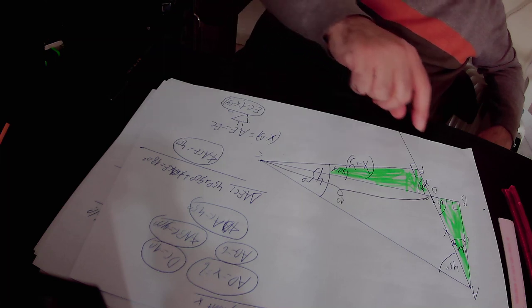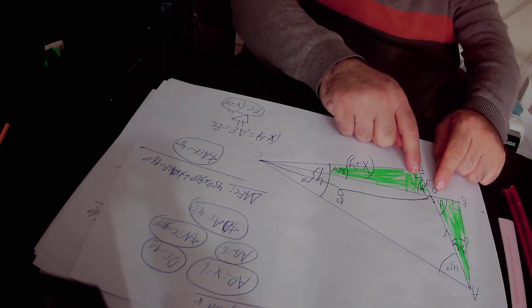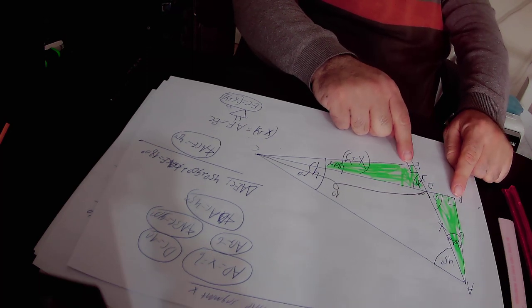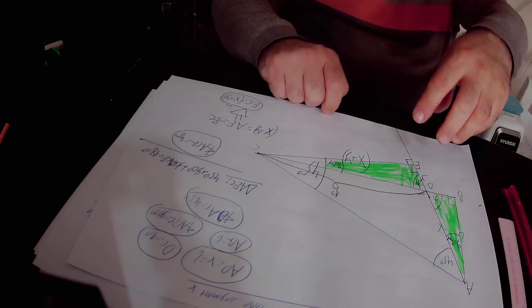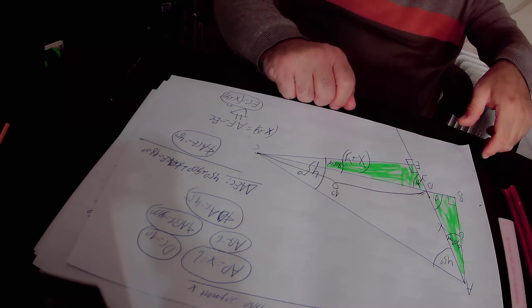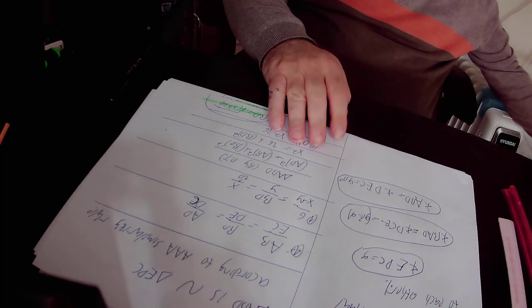Then we prove that those two right triangles are similar to each other. Those two angles are both equal to alpha. Those two angles are equal to 90 degrees, and those two angles are both equal to 90 degrees minus alpha. So all the angles of triangle ABD are equal to all the angles of triangle DEC. Therefore, those two triangles are similar to each other according to the angle similarity rule.